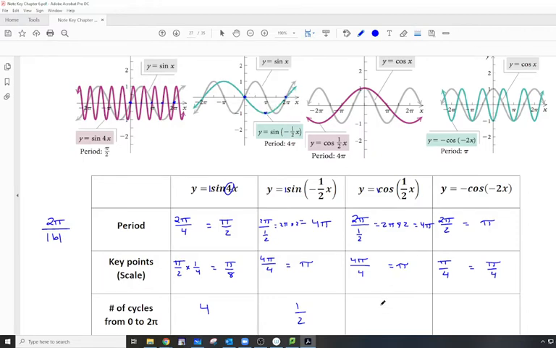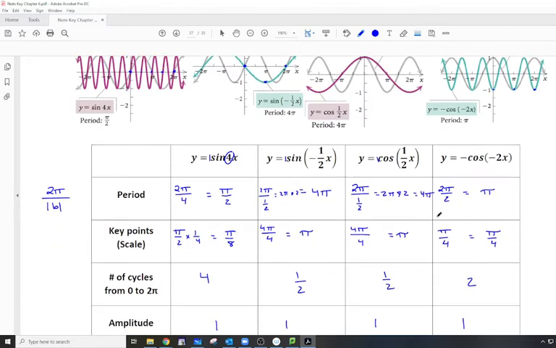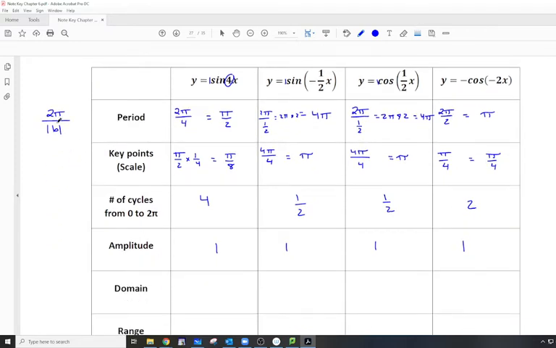And then same thing, cos of a half x, frequency is a half. And then if you have 2x, your frequency should be 2. Let's check. So peak to peak to peak, we get 2 cycles of cos x between 0 and 2 pi. All right, one last thing I should put on here. To find period, it's always 2 pi divided by the absolute value of b. To find the key points, just always take your period and divide by 4.